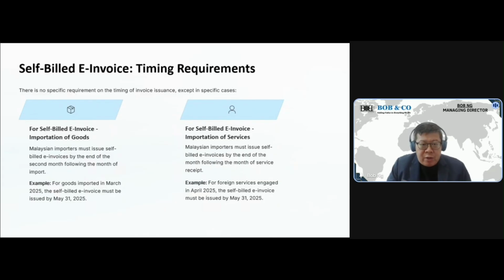And to avoid all doubts, if you are importing goods, they don't actually look at the invoice date itself to determine the 2 months. You have to rely on the customs declaration date, or what we call the K1 form, to determine the date of when you need to do the submission to the MyInvoice portal.